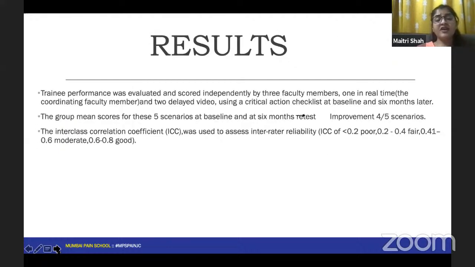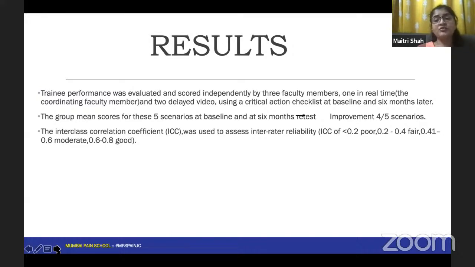Trainee performance was evaluated and scored independently by three faculty members, one real-time coordinating faculty member, and two delayed video reviewers, using the critical action checklist at baseline and six months later. The group mean score of these five scenarios at baseline and its six-month retest improvements were reported. The intraclass correlation coefficient was used to assess the inter-rater reliability.